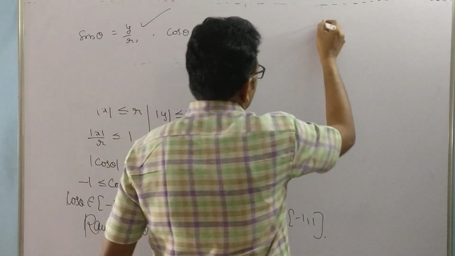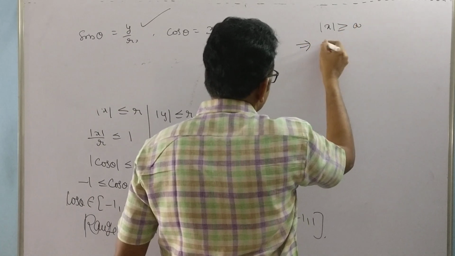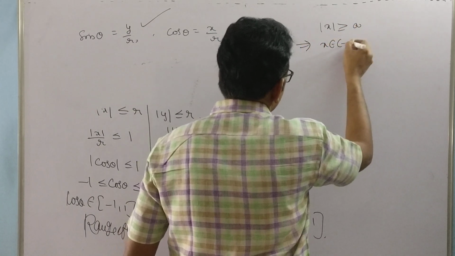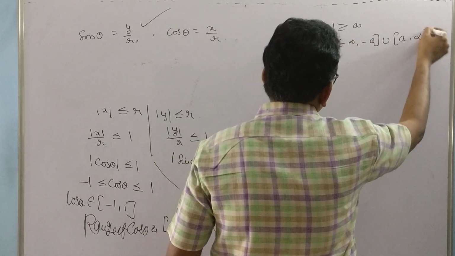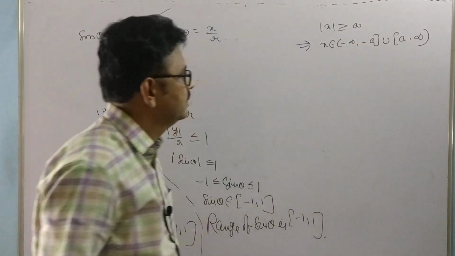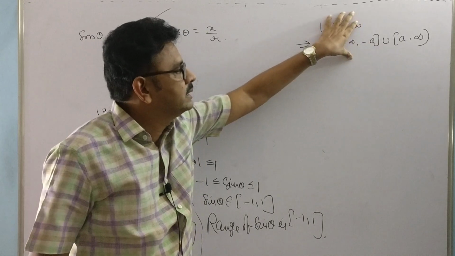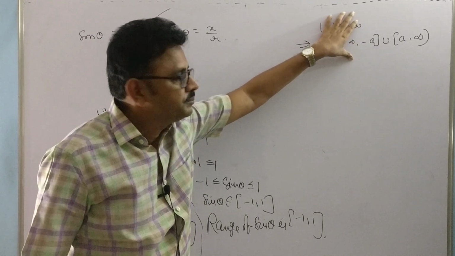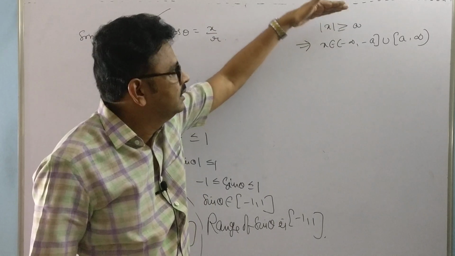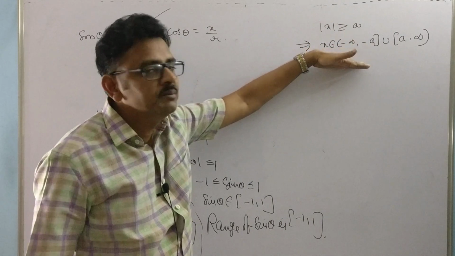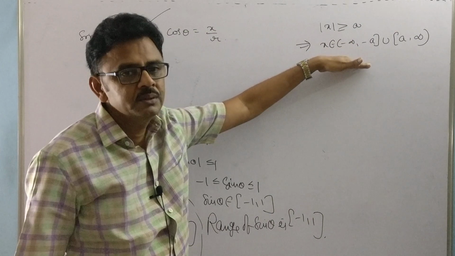Now you have mod x is greater than or equal to a, which implies what? x belongs to minus infinity comma minus a union a comma infinity. Once again I repeat the same words. We put maximum discussion on this mod function in the beginning classes, in the algebraic identities. We spent maximum time on these and we have done so many problems.